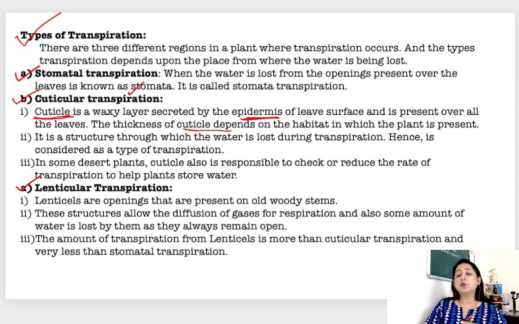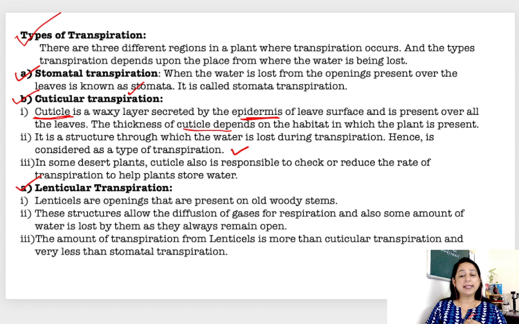So it is the structure through which the water is lost during transpiration, hence it's considered as one of the types. In some desert plants, cuticle is responsible to check or reduce the rate of transpiration. That is why the desert plants live in a condition which is scarce of water. मतलब वो वहाँ रहते हैं जहाँ पे ज़्यादा पानी नहीं है, and hence because of the lack of water, they need to preserve water, जितना भी पानी उनको मिल जाए. So what do they do? They have this thick cuticle over it so that less transpiration takes place, because sun तो बहुत ज़्यादा है वहाँ पे, heat बहुत ज़्यादा है. So they have this thick cuticle.